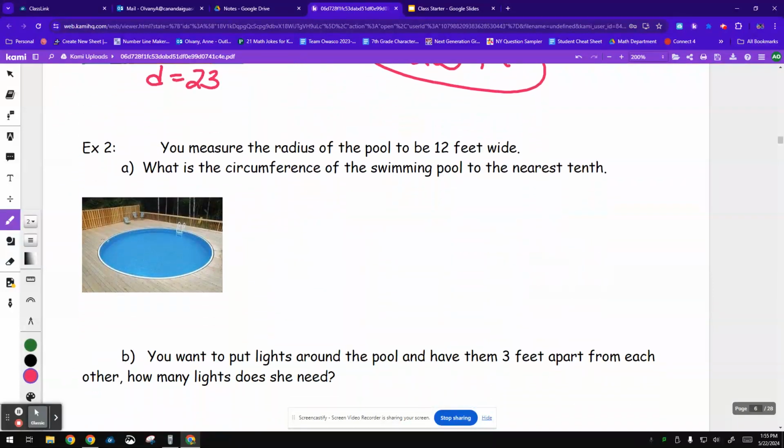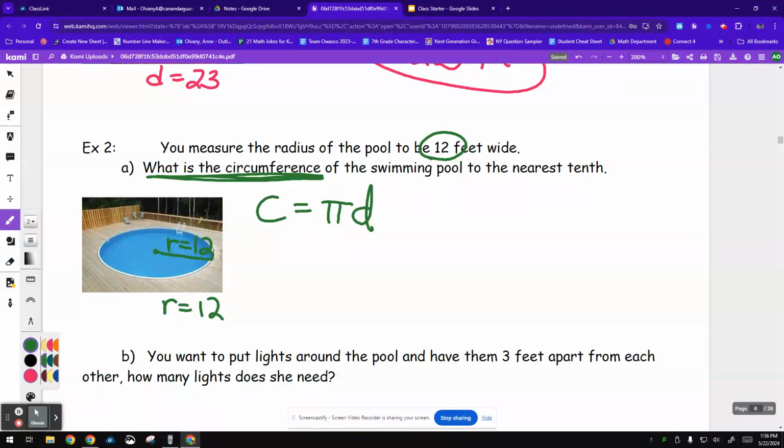You measure the radius of a pool to be 12 feet wide. The radius, okay? So center of the pool out. The radius is 12. R equals 12. What is the circumference? As soon as I see what is the circumference, I'm going to write C equals pi d. I could also, because this is giving me radius, do C equals 2 pi r. Because remember, 2 radius make a diameter, right? I'm going to show you both.